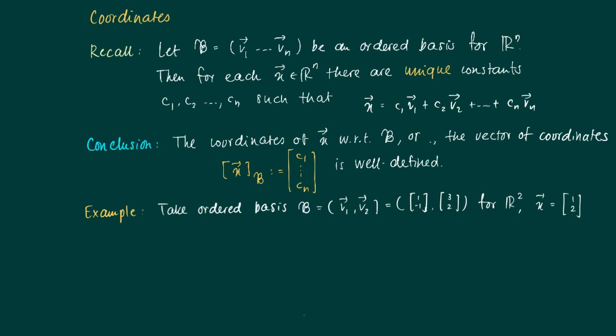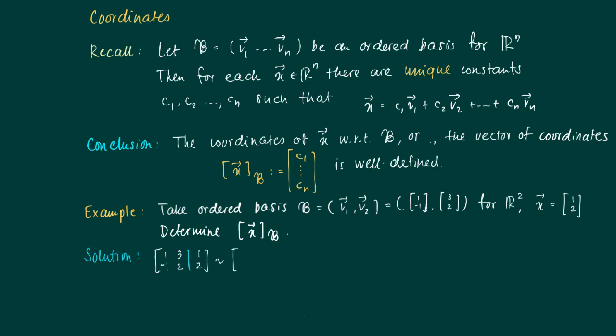For example, take an ordered basis with the following two vectors v1, v2: (1, -1), (3, 2) for R2. And the vector x is (1, 2). So we determine the coordinates of x with respect to B. Well, this amounts to solving which linear combination of (1, -1), (3, 2) creates (1, 2). So we solve the linear system with matrix [1, 3; -1, 2] and the augmented matrix with x as the vector of known terms, (1, 2).